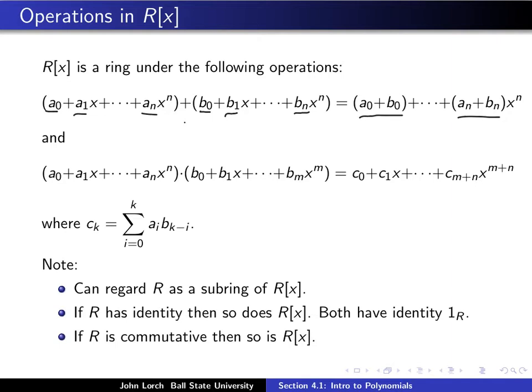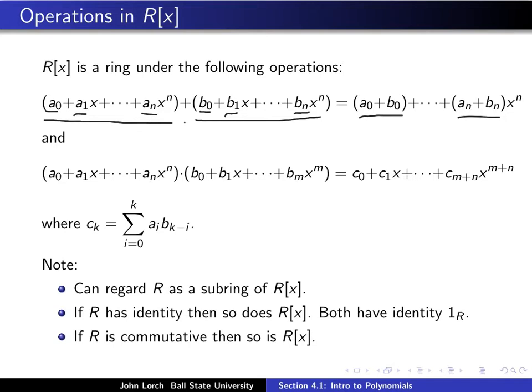Now, it might look here like we are only able to add together polynomials that have the same degree, but that's really not the case. We have not declared that both an and bn need to be non-zero. Essentially what we're doing here is letting n be large enough to pick out all of the non-zero coefficients of this polynomial and all of the non-zero coefficients of that polynomial.